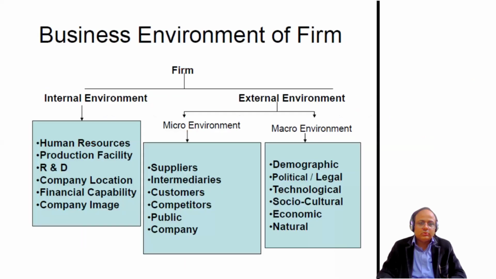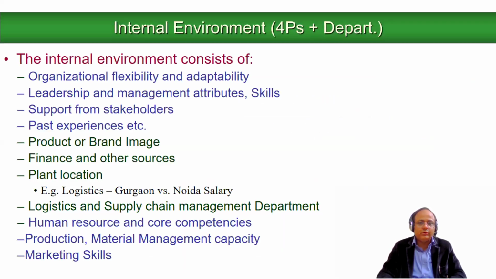So moving with the business environment of the firm, as described in previous videos also, it has internal and external, which has two components, micro and macro. So micro environment components include supplier, intermediaries, customer, competitors, public and company, and one by one, I'll be explaining all the components of the micro environment. So let's move with the micro environment. Internal environment we have already covered in the previous video, and these components were explained in detail.